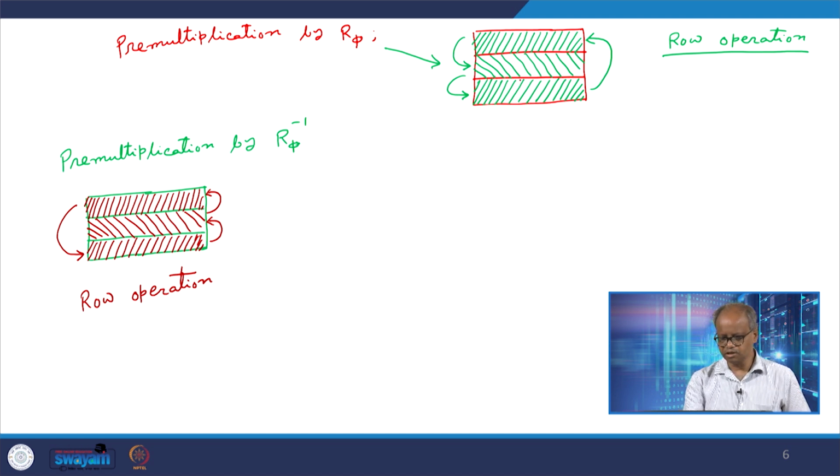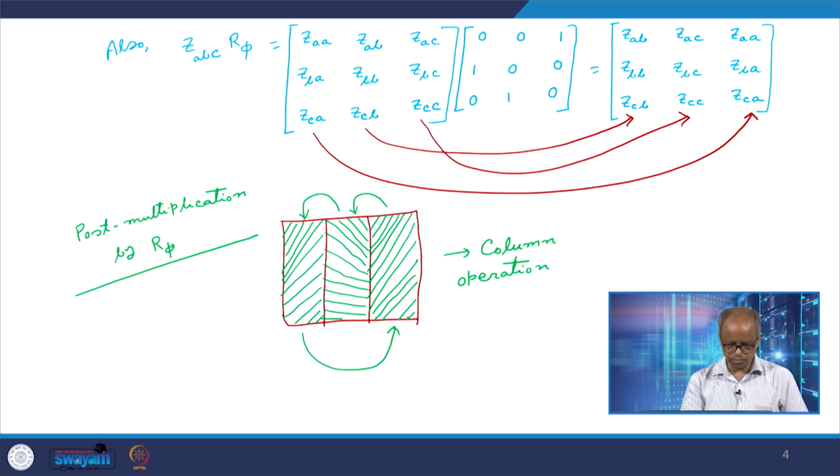In the case of pre multiplication by R phi, the third row goes to the first position, but when I am doing the pre multiplication by R phi inverse, the first row goes to the third position. So it is just the reverse. Therefore, whenever we are doing pre multiplication, it is a row operation, right. And we have already seen what happens when doing post multiplication by R phi.